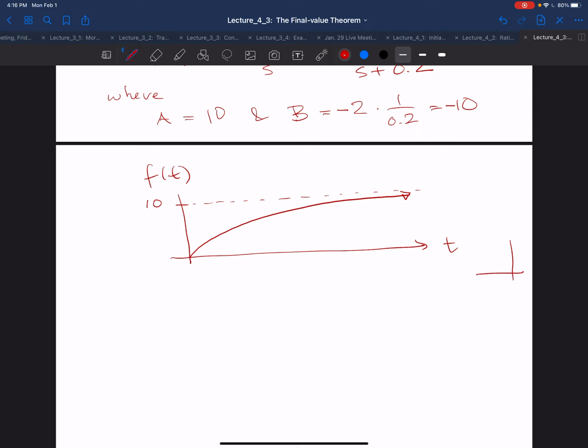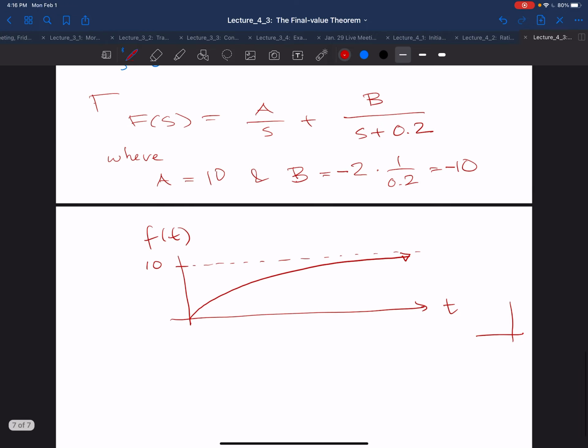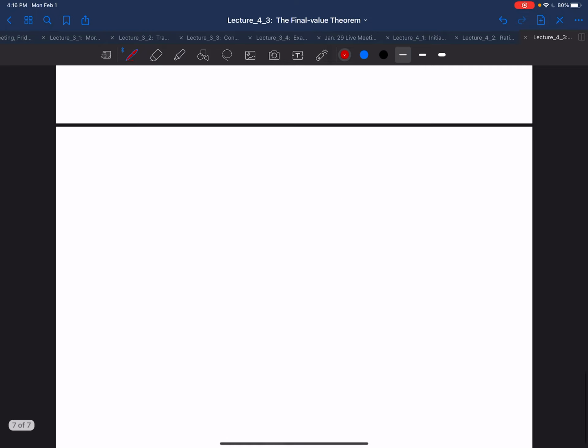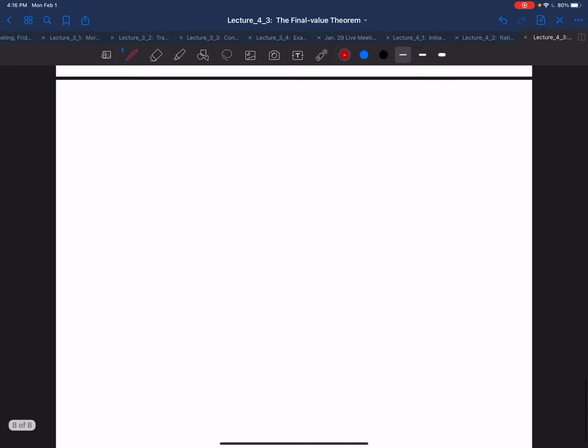So that's an example where the final value does exist. And we see that the conclusion of the theorem is in fact correct. This example should give a pretty good idea of the proof of the final value theorem. In fact, these two examples together give a pretty good idea of the proof. Let's just go through the proof.